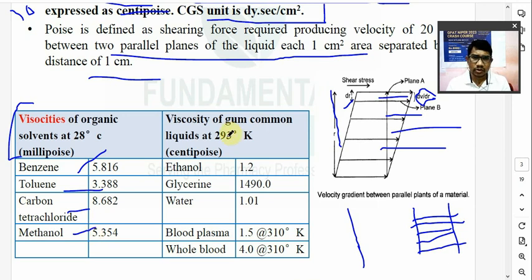Now the viscosity of some common liquids at 293 Kelvin. Ethanol has 1.2 centipoise. Glycerin 1490 centipoise. See, the viscosity of glycerin here is very high, 1490. It will not easily flow. Water has a viscosity of 1.01. Plasma has a viscosity of 1.5 at 310 Kelvin. Whole blood has a viscosity of 4. So a few examples of body fluids and organic liquids.